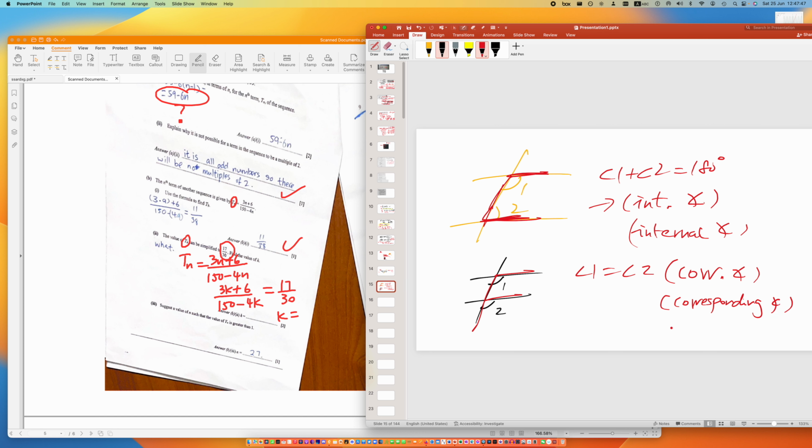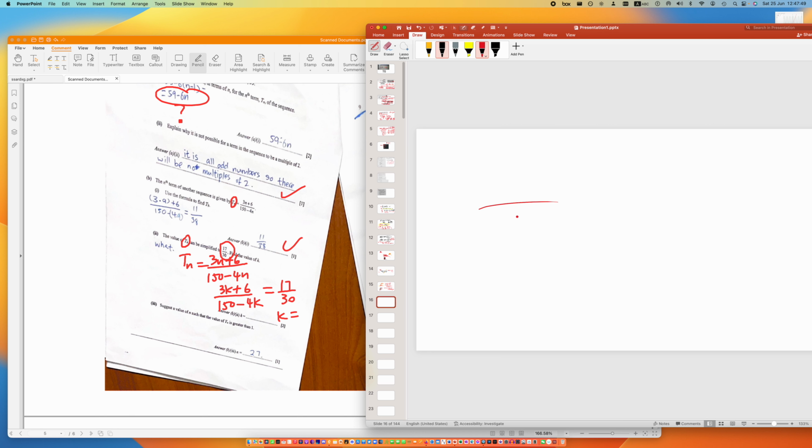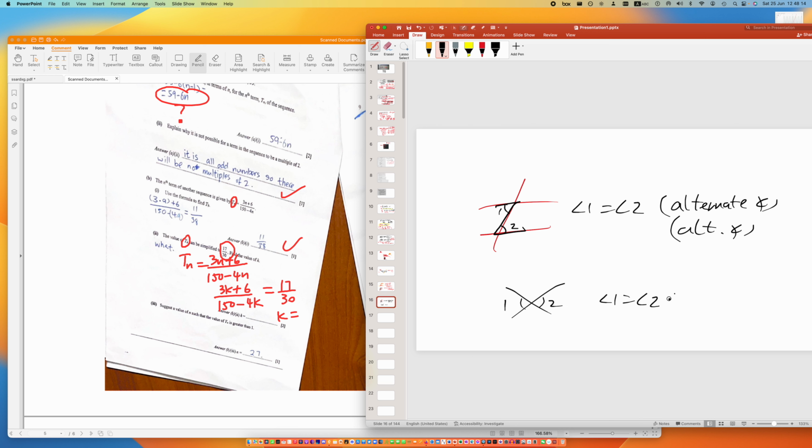Okay. Then last one. Actually, two more. This is our Z. This is called alternate. Just use the first 3 letters will do. Our Z. So of course this is X. This is opposite.